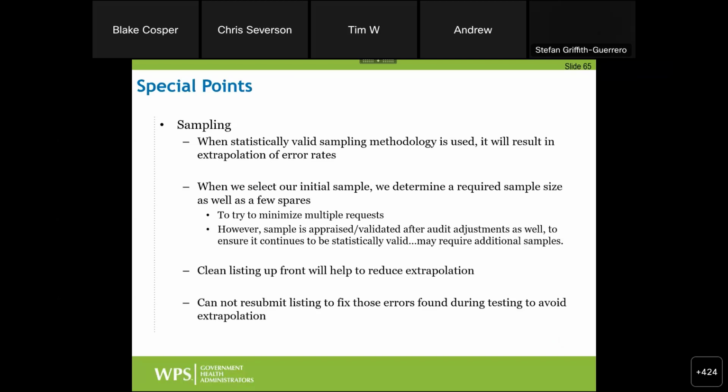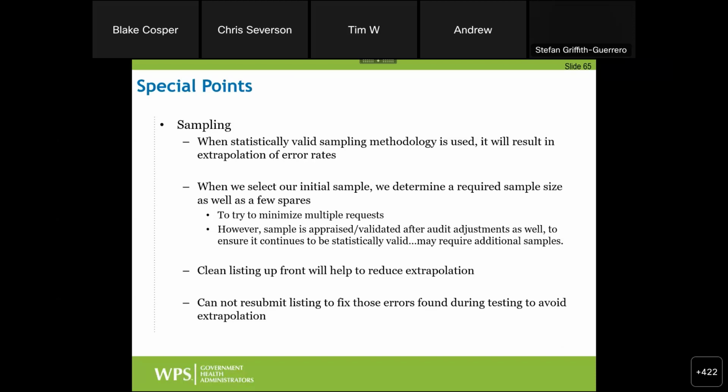Sampling, which I know we have a question about here, so I'll get to that one in just a second as well. But with sampling here, as I said earlier, when we have a statistically valid method, we are required to extrapolate those error rates. And when we're determining the sample size, first of all, based on the variability of that listing, we plug it into our system to determine what our minimum required sample size is. But that number can change after we make our adjustments.